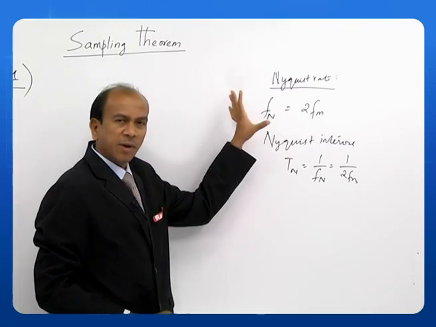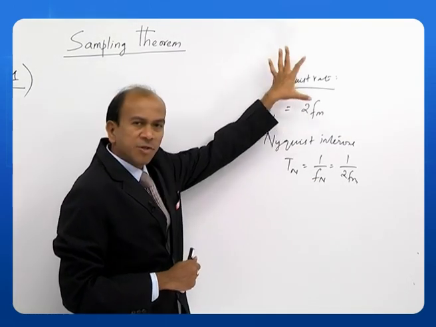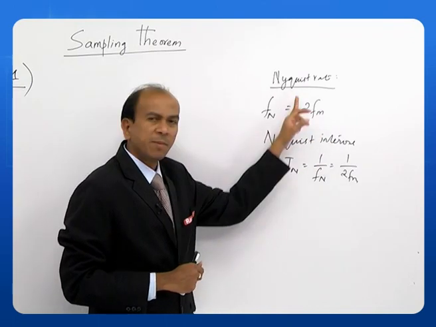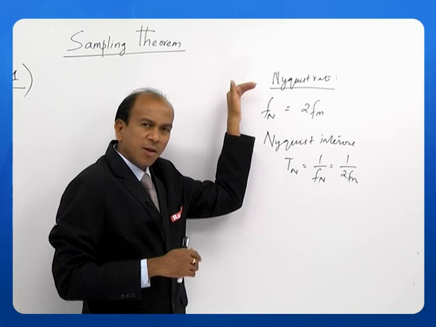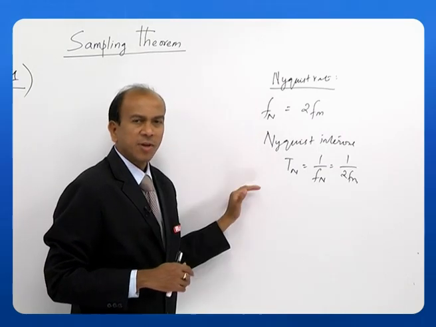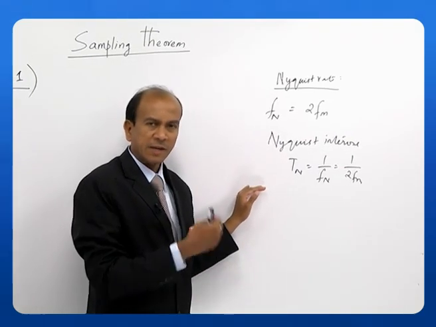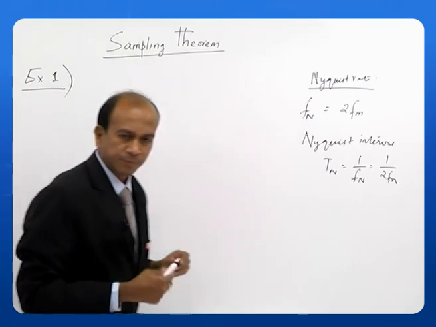If you look at this formula, the main constituent is that we should know the maximum frequency of the given signal. Once you know the maximum frequency of the given signal, you can calculate the Nyquist rate and also the Nyquist interval. Let us start doing the first problem.